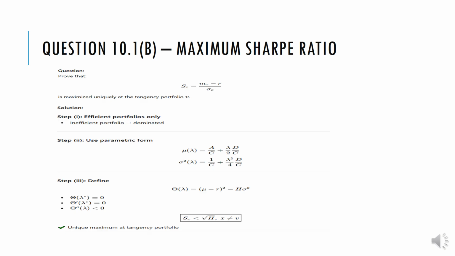At the tangency portfolio, this function equals 0 and its first derivative is also 0. Importantly, the second derivative is negative, which means the function is strictly concave. Because of this, the function achieves a unique maximum at lambda star. Therefore, the Sharpe ratio is strictly less than square root of h for all portfolios except the tangency portfolio. So we conclude that the tangency portfolio uniquely maximizes the Sharpe ratio.